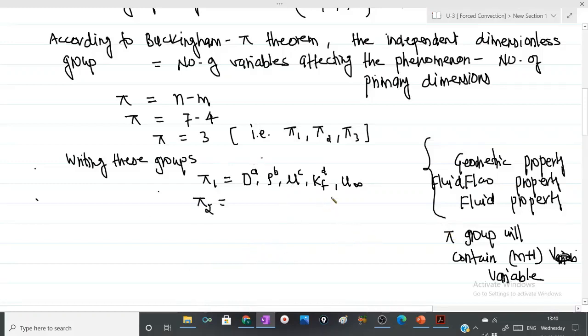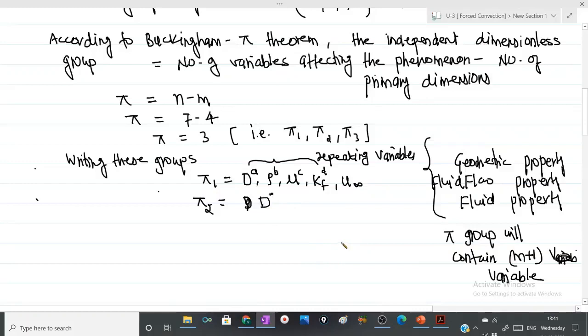Now these four parameters will be repeating variables. These are called repeating variables. So they will be repeated in each pi term with the variation of their exponent.